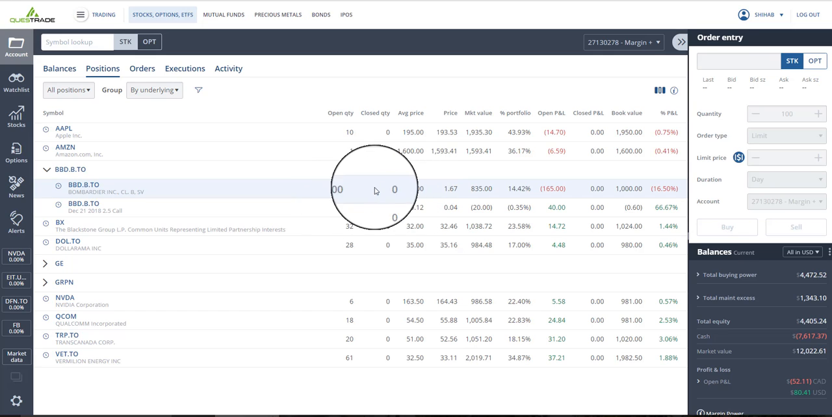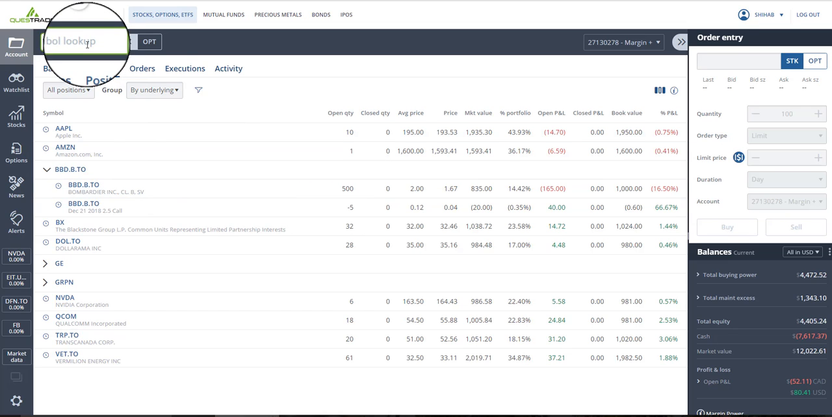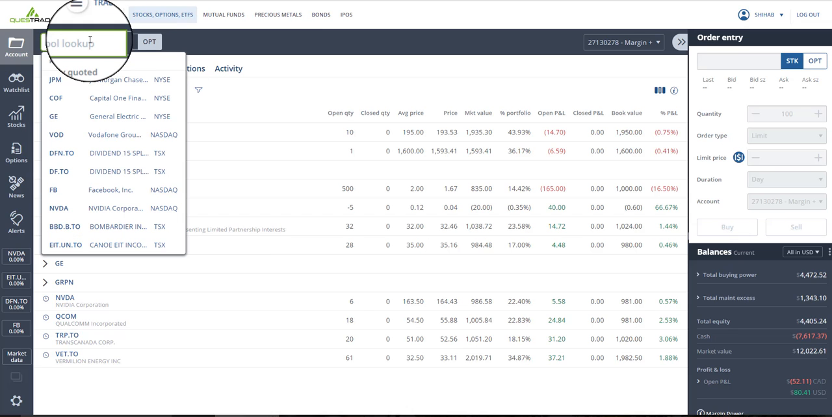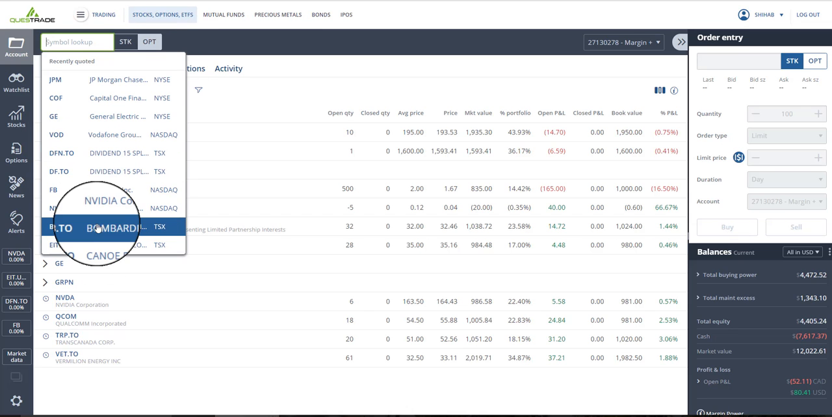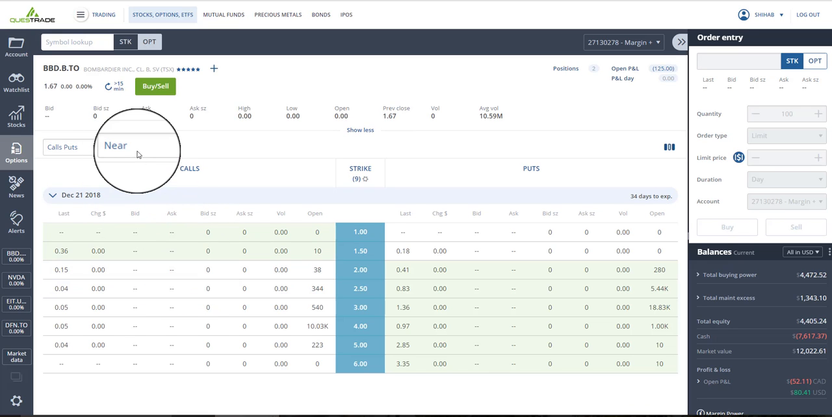And then to write covered calls against the shares that you own, you simply go to symbol lookup. You click option first over here. Then you go to symbol lookup. You look up the symbol that you want, Bombardier. It's going to give you the options below.